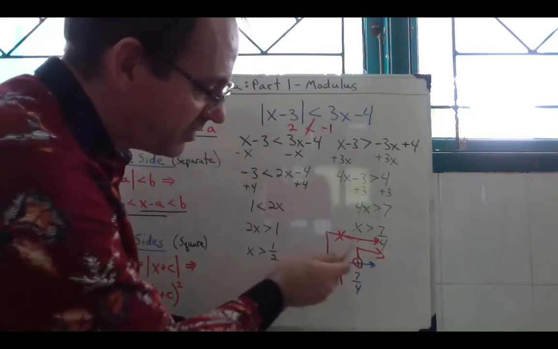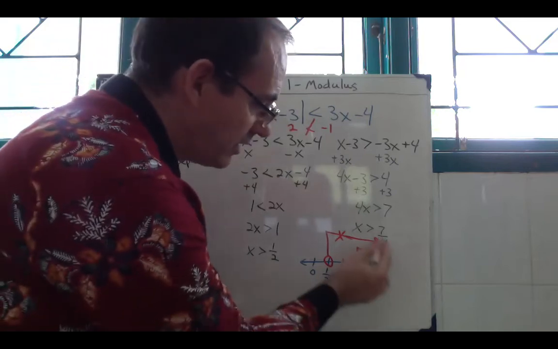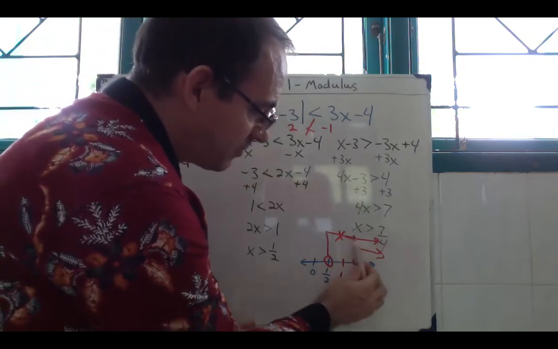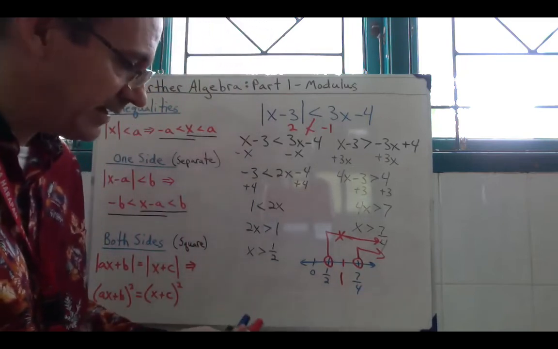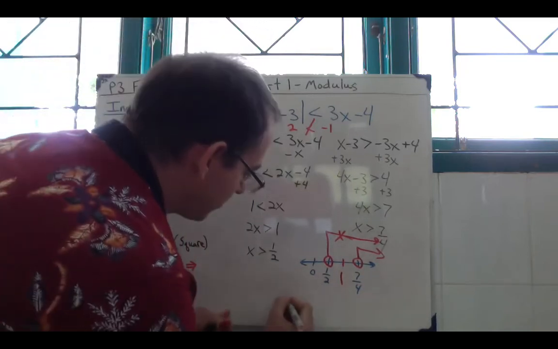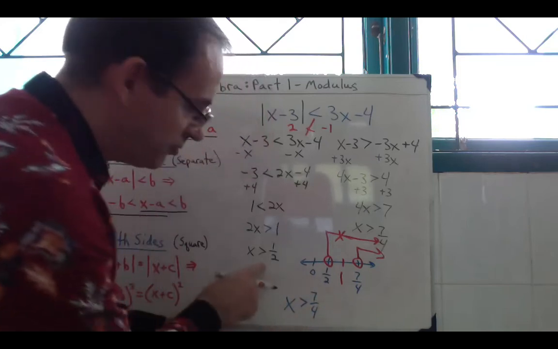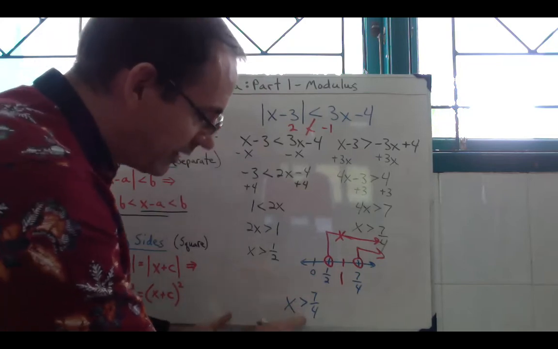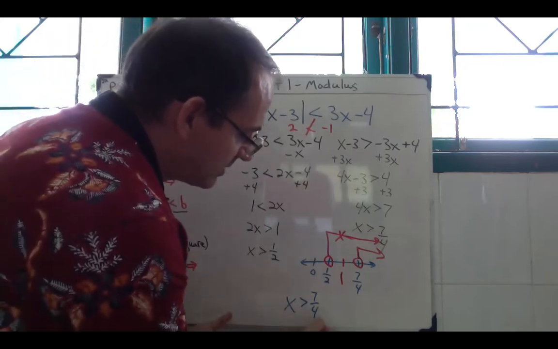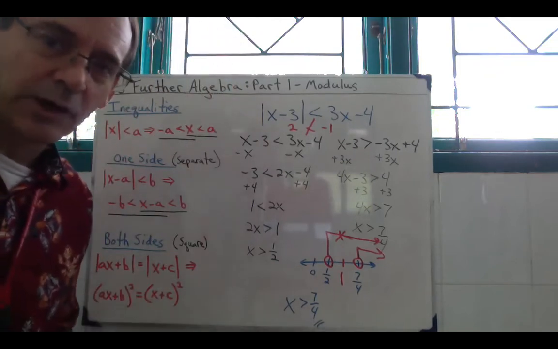So that means this does not work, which means it can't be right here. So again, this is an "and" statement. Both of these have to be true. So only this part on the right has both of these inequality statements satisfied. So our final answer is going to be x greater than 7/4. You do not write x greater than 1/2. It's only x greater than 7/4, and that is the answer to this particular inequality.